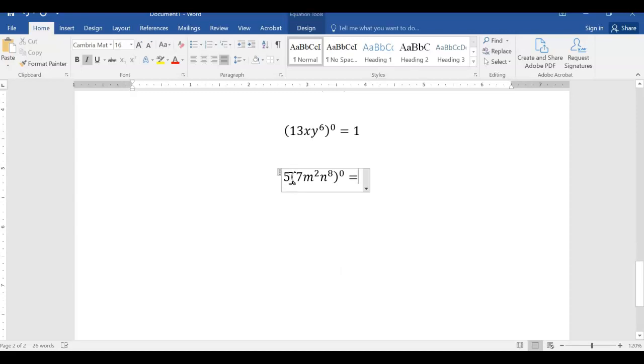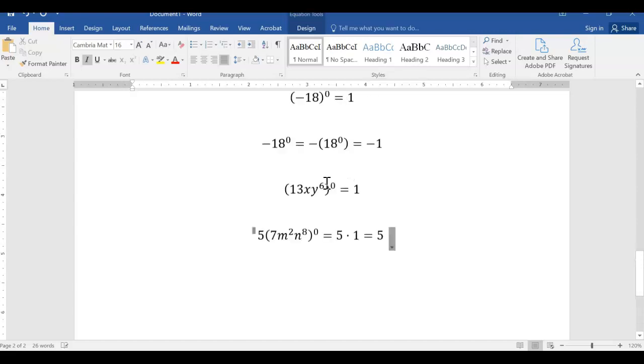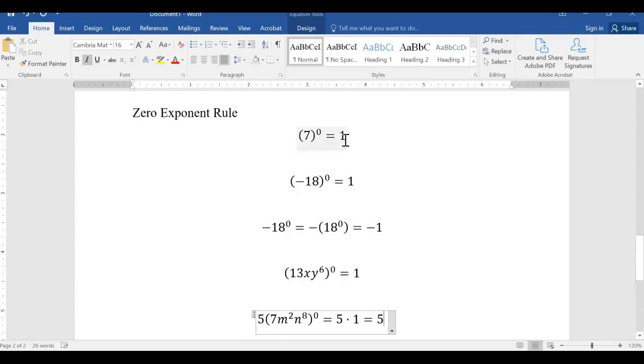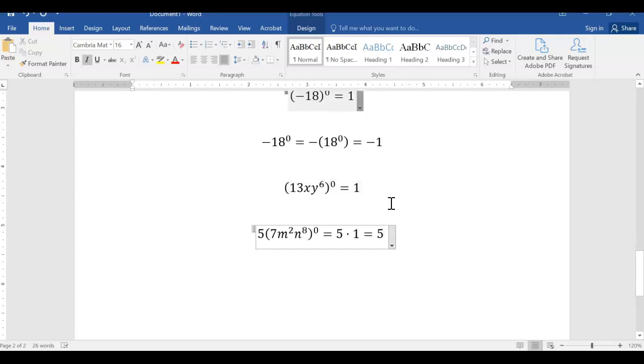Now in this problem, we have 5 times 7n squared n to the 8th, all raised to the 0th power. The inside part getting raised to the 0th power is going to end up as a 1, and then the 5 on the outside is going to stay. That 5 is not raised to the 0th power, so it stays. So you end up with 5 times 1, which is just 5. And there you go. So that's what the zero exponent rule is telling us. Things that get raised to the 0th power, as long as they're not 0 to the 0th power, get changed to a 1. But we do have to respect order of operations.